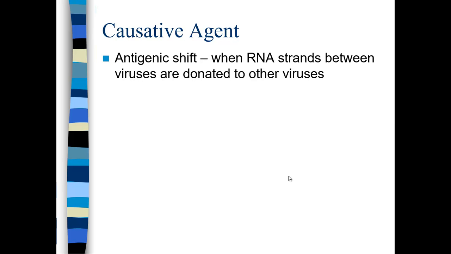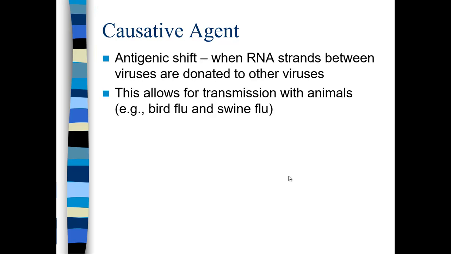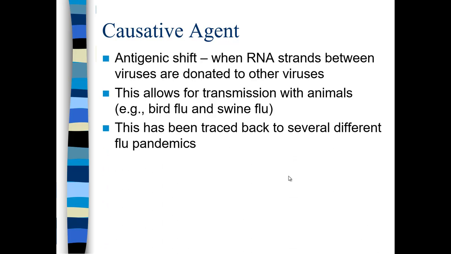You can also get antigenic shift, where different RNA strands between influenza viruses are donated. Okay, and this allows for transmission with animals. This is how you get bird flu and swine flu, is antigenic shift, where there is more than one RNA strand, so these RNA strands can be donated. Okay, so you get hybrid strands of flu. And this type of antigenic shift has been traced back to different flu pandemics.